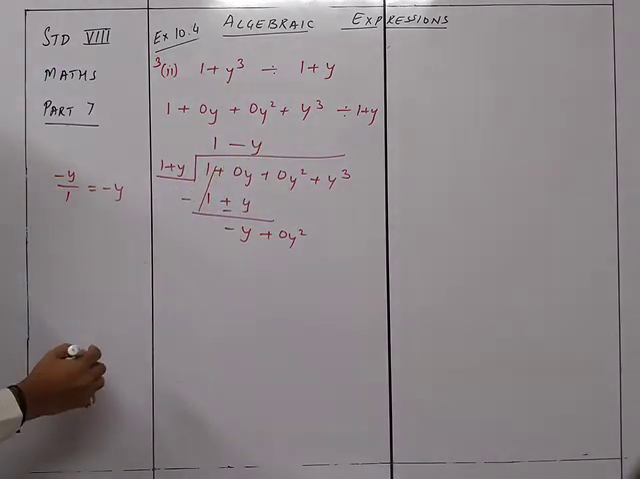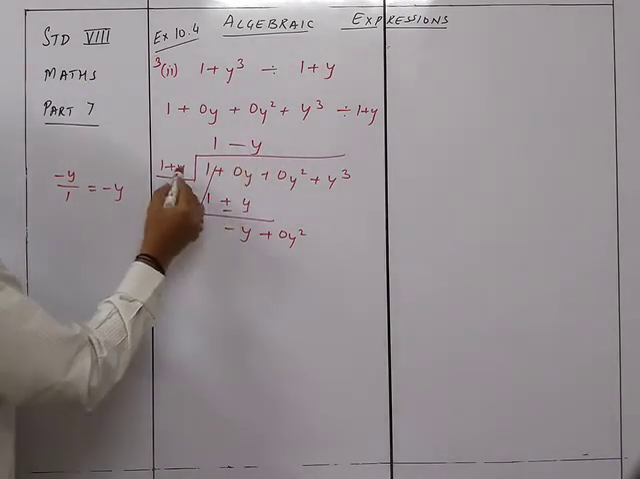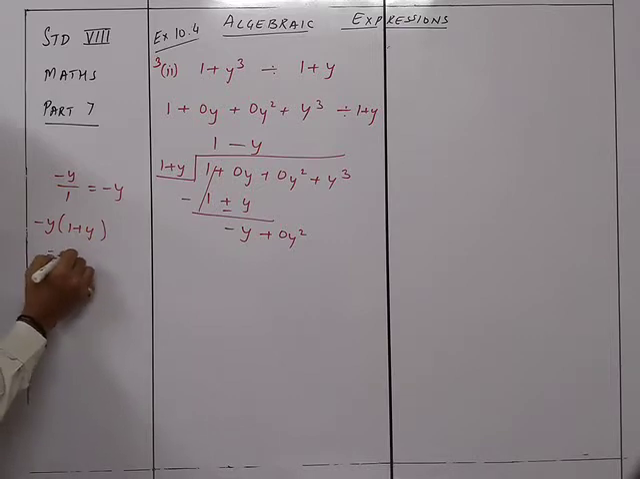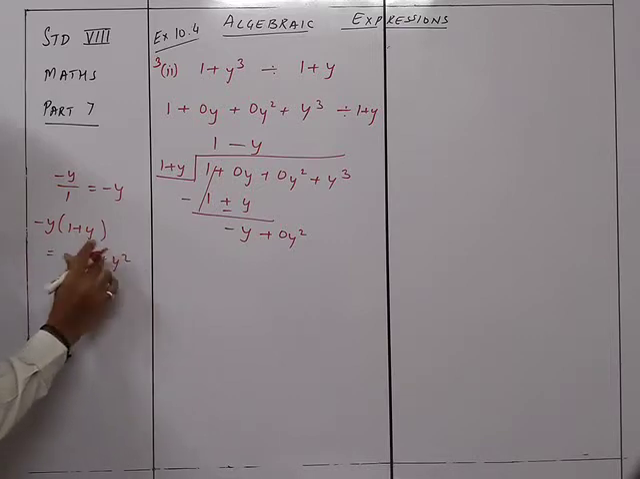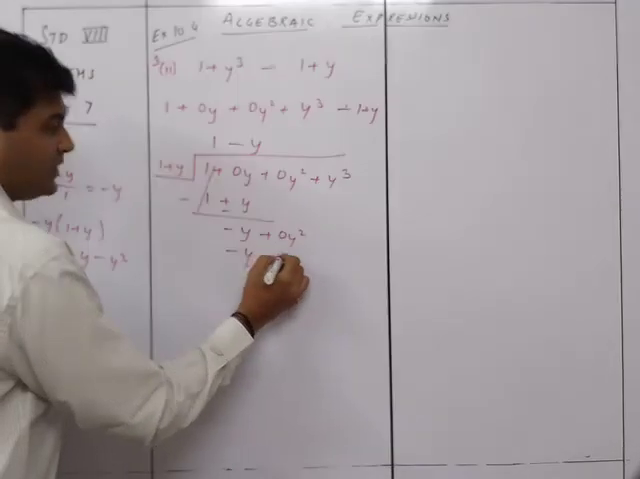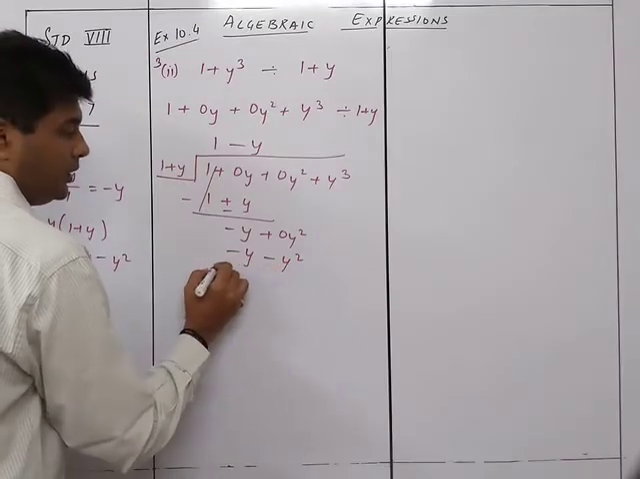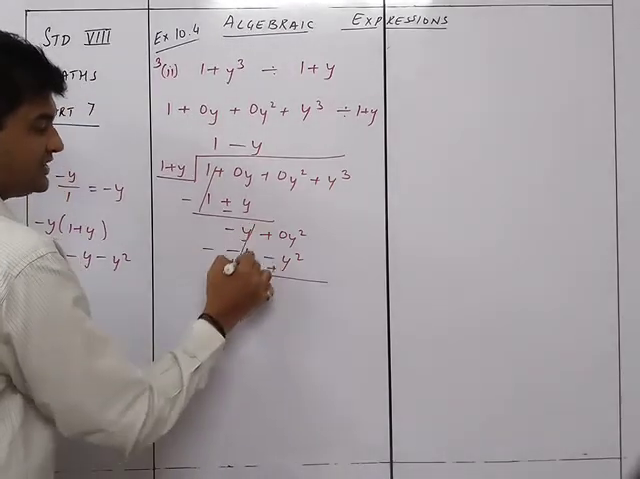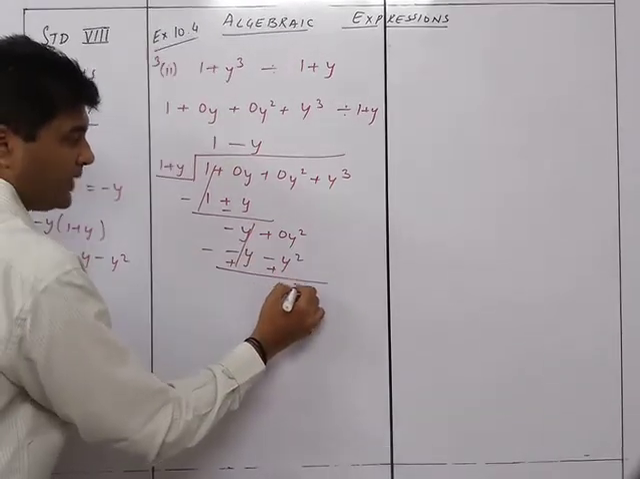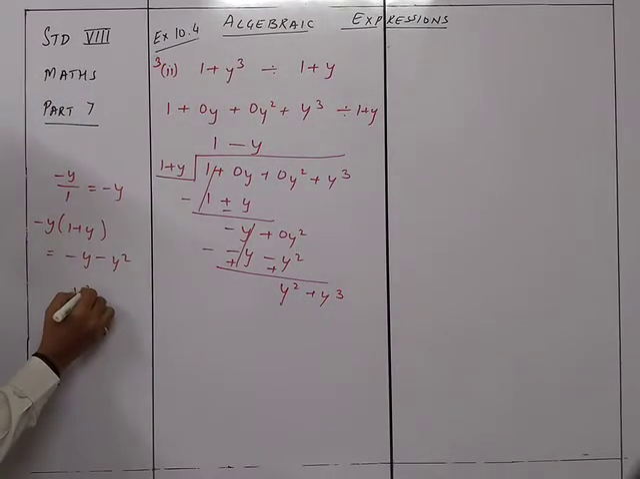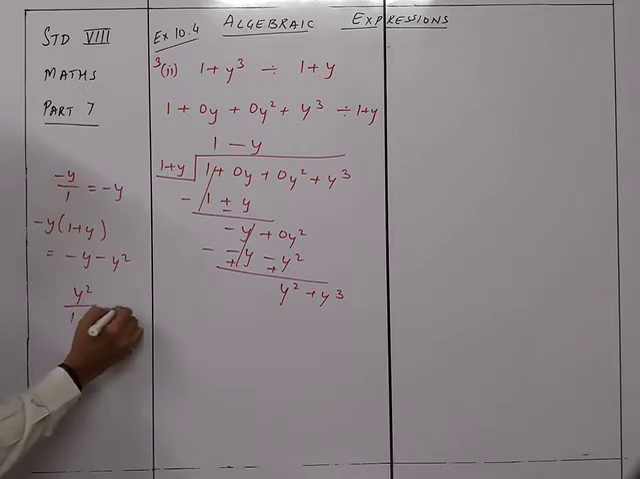And then you are going to multiply minus y with this one. So it is minus y into 1 plus y. That is going to be minus y minus y square. So place this minus y square. And now subtraction, so signs change. So this cancels. This will become y square plus y cube. Now we have got y square upon 1, so that is equal to y square.